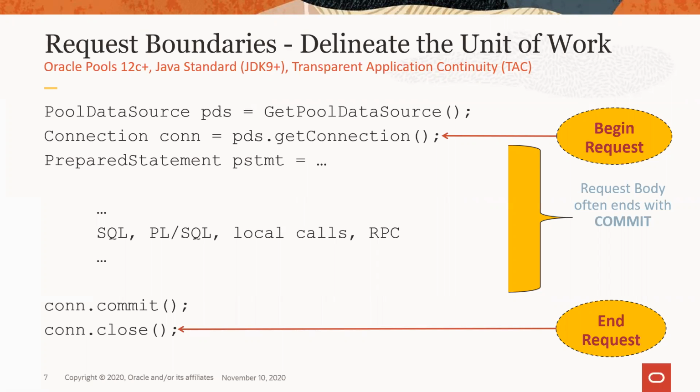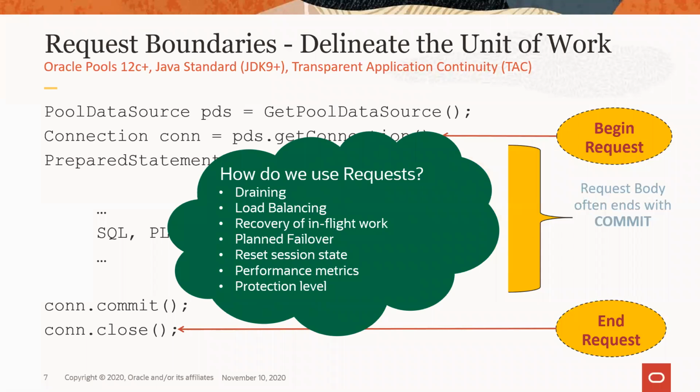Okay, so implicit request boundaries. And where do we use them? As I alluded to earlier, we're going to use them for draining, workload draining. That's for planned maintenance. Load balancing that goes on all the time, whether we bring up and take down instances or nodes in the cluster or services. Okay, recovery and so forth. These requests are processed and used as that delineate or a unit of work throughout the database.